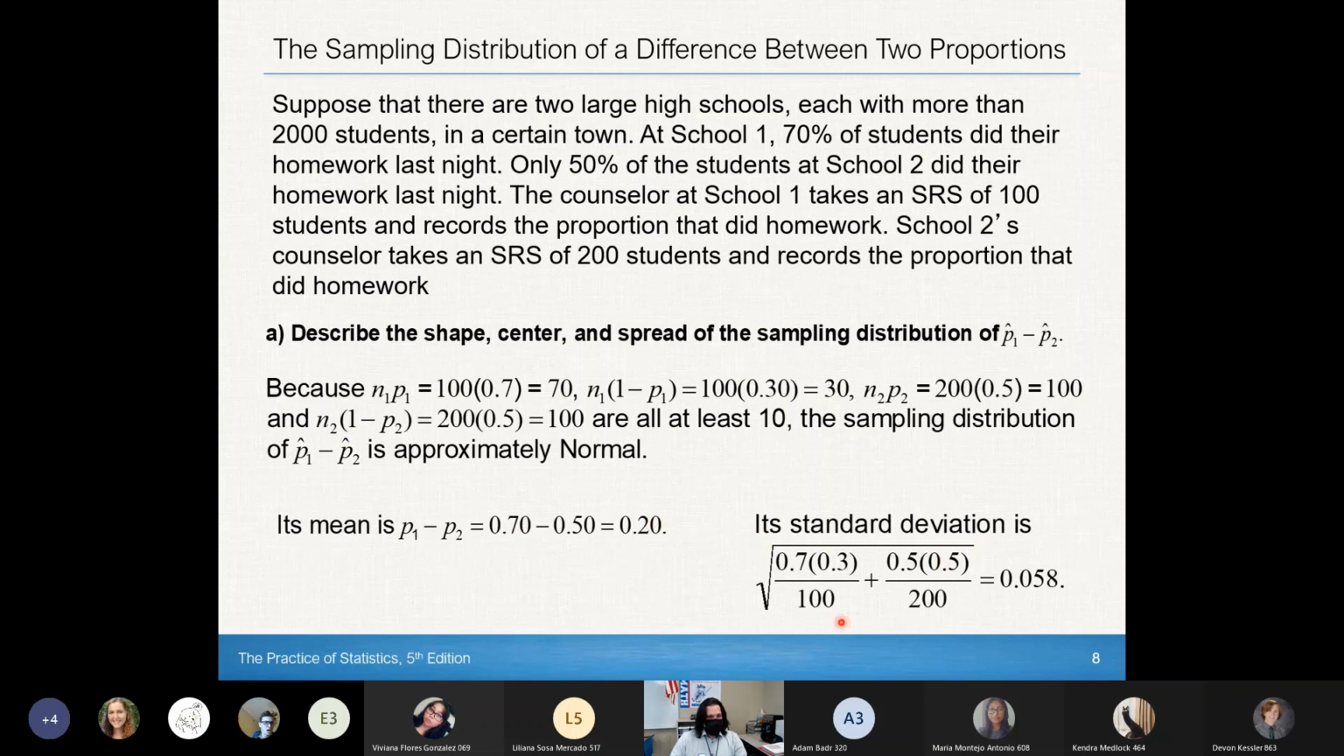The standard deviation is the square root of 0.7 times 0.3 divided by 100 plus 0.5 times 0.5 divided by 200, which is equal to 0.058. And we now have the standard deviation, and we have completely described the shape, center, and spread of our sampling distribution.